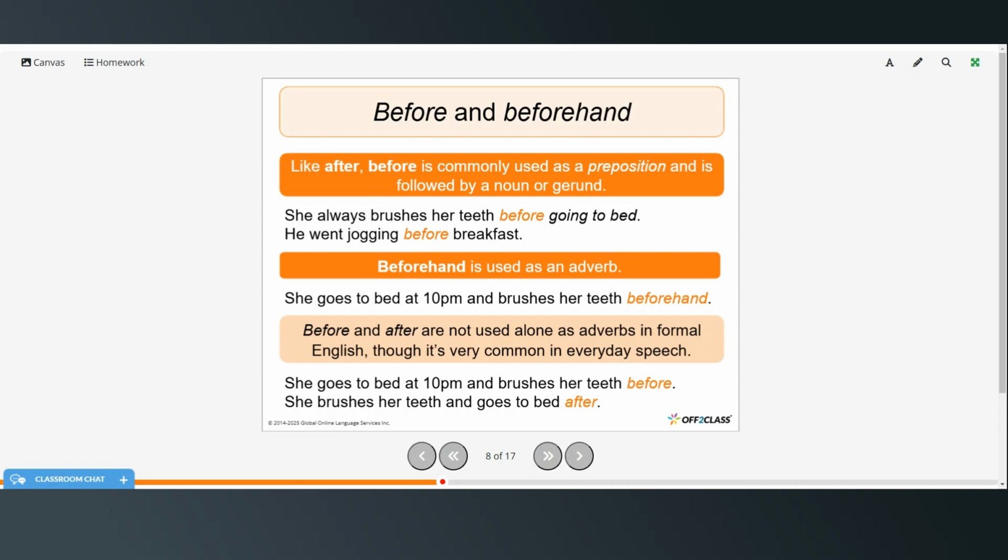Before and after are not commonly used alone as adverbs in formal English, although it's very common in everyday speech. For example, she goes to bed at 10 p.m. and brushes her teeth before. She brushes her teeth and goes to bed after.